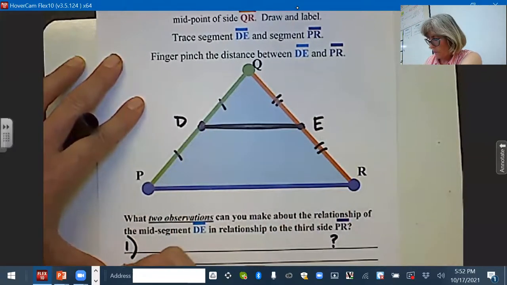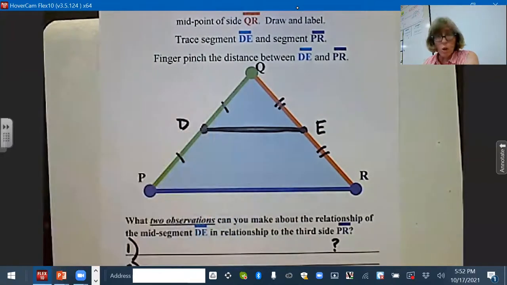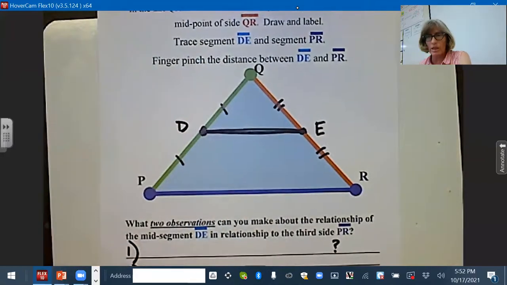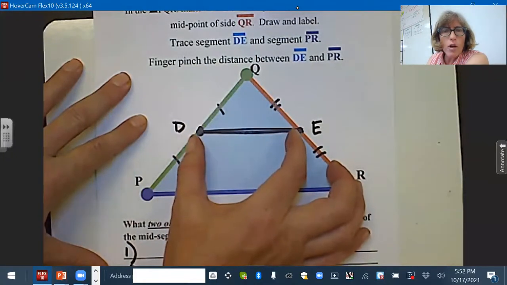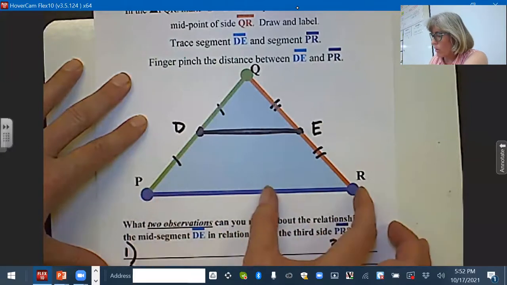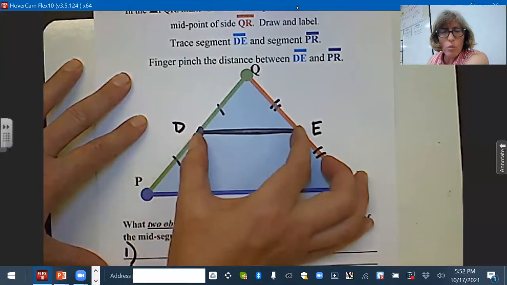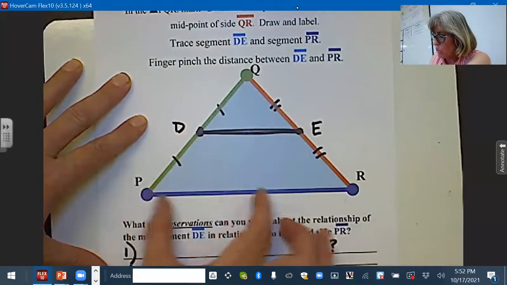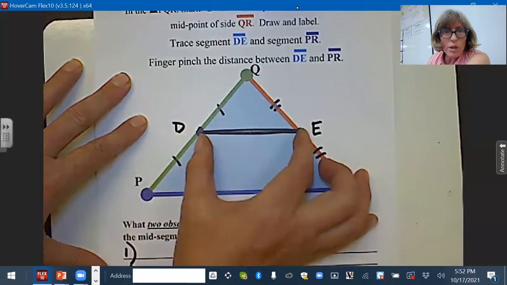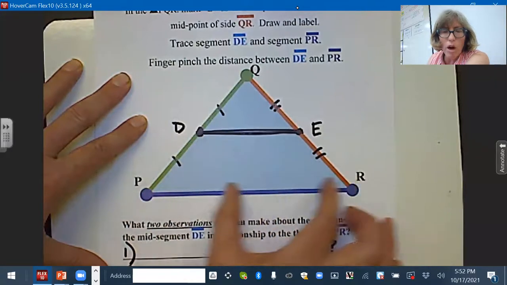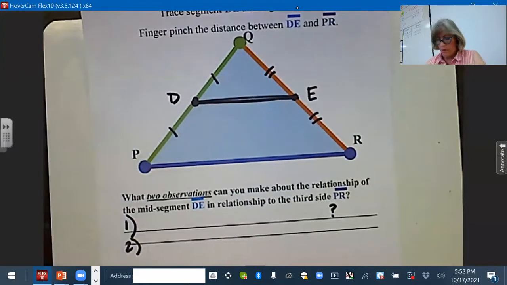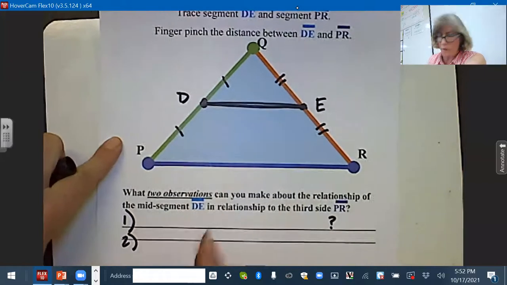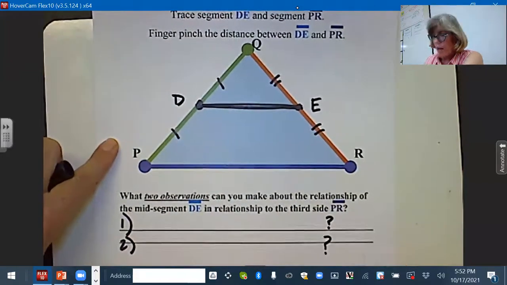You should feel it. I want your own brain to go, aha, trace. Number 2, I'd like you to finger pinch. If you've done this relatively accurately, you should be able to see this. Finger pinch DE. Now compare it to PR. Watch my fingers. Finger pinch DE. Hold that distance and compare it to PR. You should notice something there too. Whatever that is by the finger pinching, I'd like you to write it down.